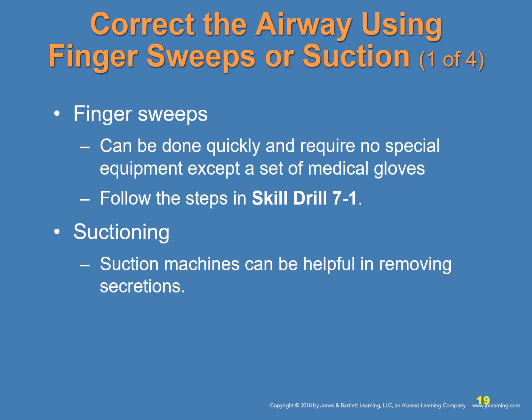Correct the airway using finger sweeps or suction. Vomitus, mucus, blood, and foreign objects must be cleared from the patient's airway. Finger sweeps. Finger sweeps can be done quickly to remove material and require no special equipment except a set of medical gloves. To perform a finger sweep, follow the steps in Skill Drill 7-1. Suctioning. Suction machines can be helpful in removing secretions such as vomitus, blood, and mucus from the patient's mouth.